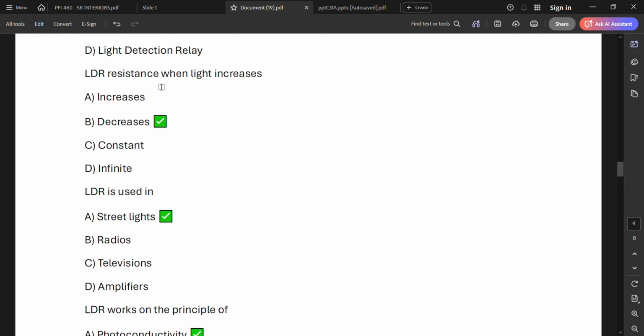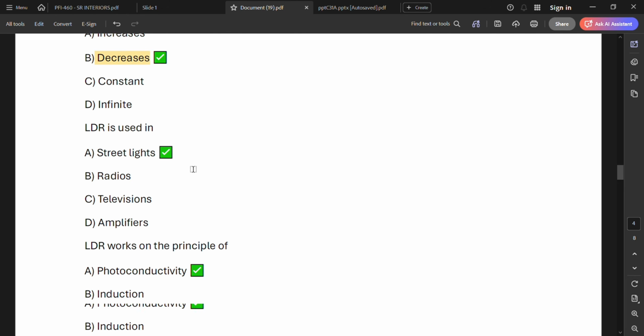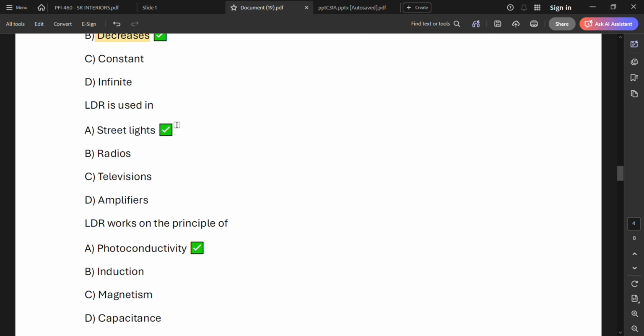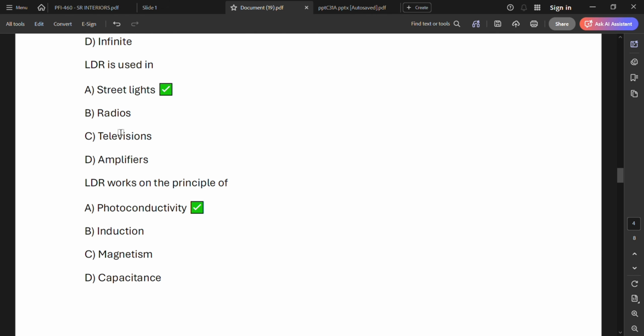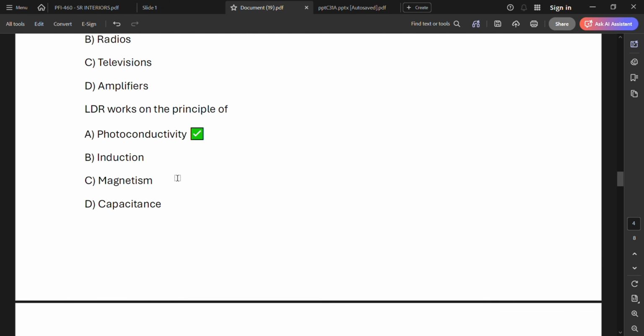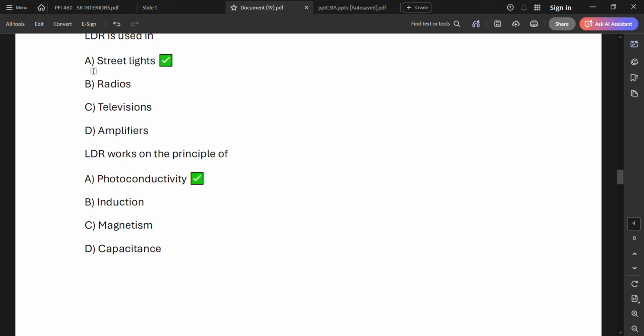LDR resistance, when the light increases: increases, decreases, constant, or infinite. The correct answer is option number B. LDR is used in street lights, radio, television, or amplifiers. The correct answer is option number A, street lights.